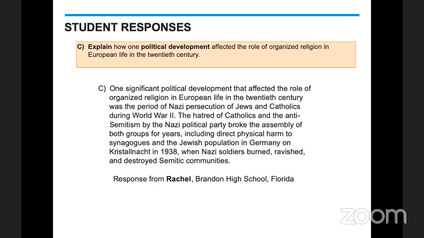So that is definitely a political development, the Nazi political party, affecting the role of organized religion. So that's a really, really well done response.